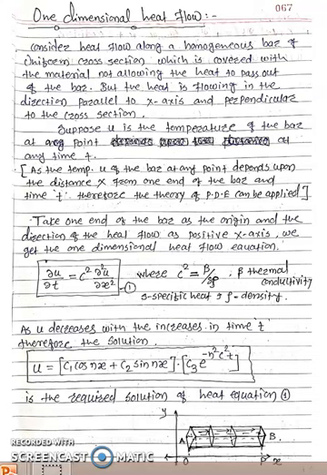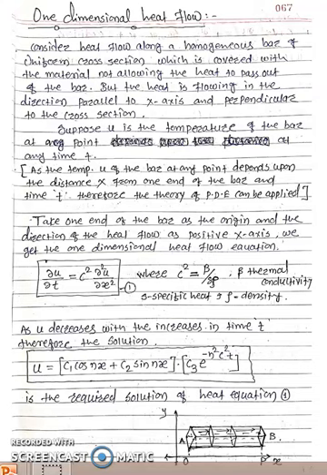As the temperature u of the bar at any time is at any point with distance x from one end of the bar, the theory of partial differential equation can be applied on that bar. We take one end of the bar as the origin and the direction of the heat flow as the positive x-axis. Then we get the one-dimensional heat flow equation, that is dou u by dou t is equal to c square dou 2u by dou x square.